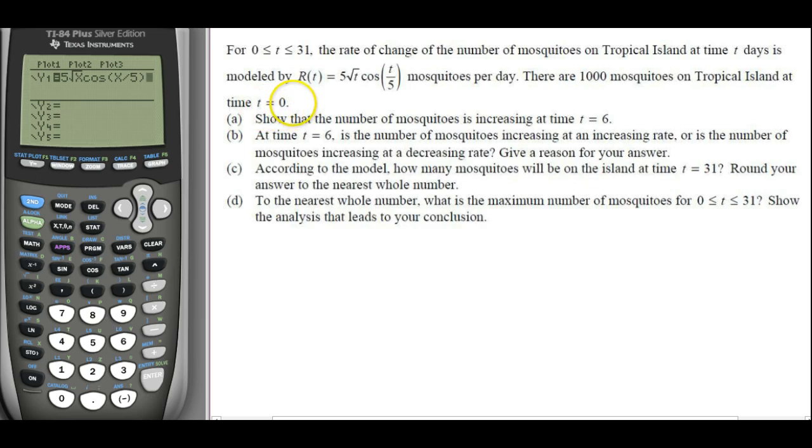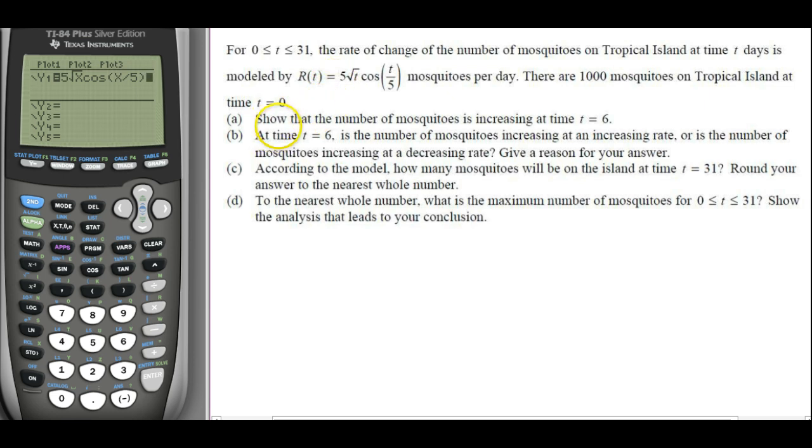So this last sentence here says at the beginning, at time t equals 0, there were 1,000 mosquitoes. But then the rate of change of mosquitoes varies based on this function r of t. So the rate of change of mosquitoes is given by 5 radical t cosine of t over 5. So the units, because this is a rate, are in mosquitoes per day. So even though this is called r of t, I've been given a derivative. I've been given a rate of change, the rate of change of mosquitoes.